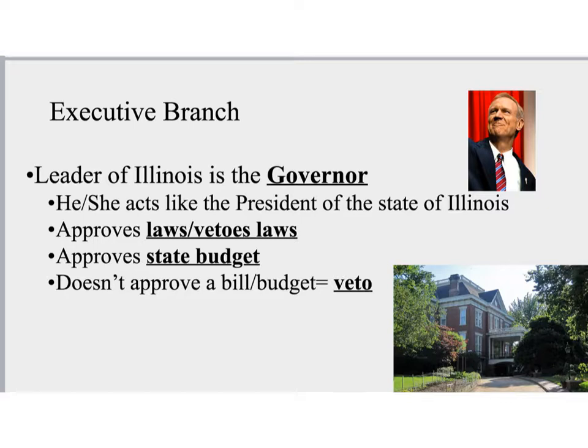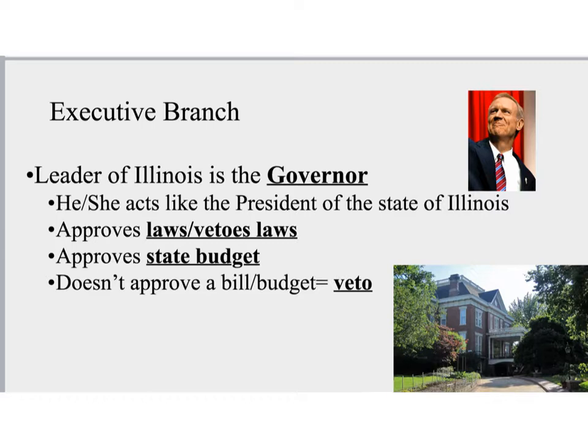All right, the executive branch. The executive branch of the state of Illinois and the leader of Illinois is called the governor. Now, as you can see, this PowerPoint was made before yesterday, and so Bruce Rauner's picture is still there. J.B. Pritzker should be the new governor that would be on there. Now, the governor acts like the president of the state of Illinois.